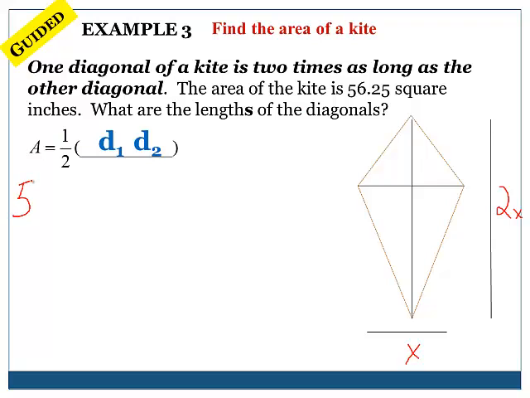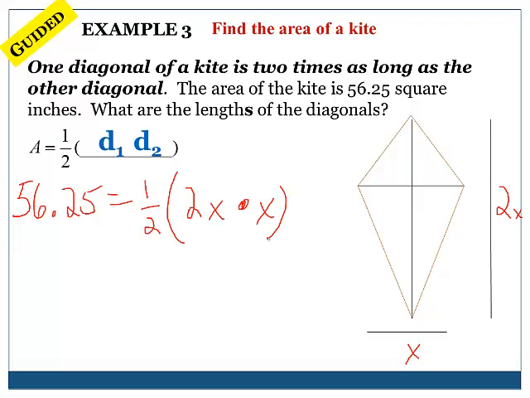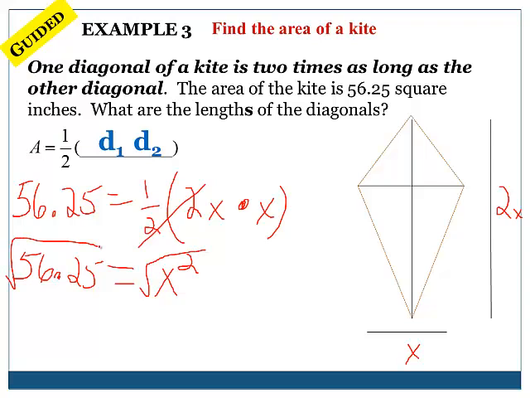So our area is 56.25, and we carry down the 1/2, and we will represent diagonal 1 as 2x, and we will say that diagonal 2 is x. I'm going to distribute the 1/2 through, and we can get rid of our 2 in front of our x, so we're left with x times x, which will give us x squared. Square root both sides. That means x will equal 7.5. So we know that our x is equal to 7.5.